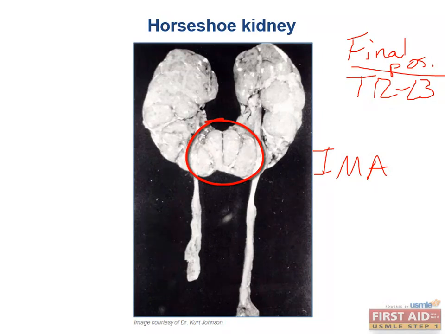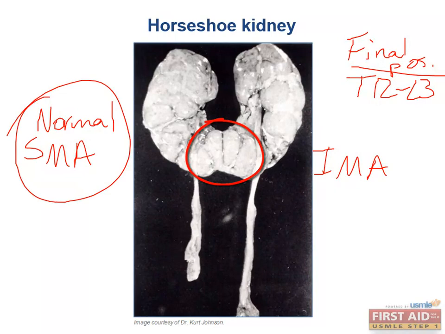Normally, which large anterior branch of the aorta do the kidneys lie next to and the renal vessels pass under? Normally, it's the superior mesenteric artery. So you get the sense that these horseshoe kidneys are going to be much lower due to being trapped under the inferior mesenteric artery. So the USMLE likes to test your knowledge of normal anatomy by asking you about changes to the anatomy that are seen in diseases. So be on the lookout for that.